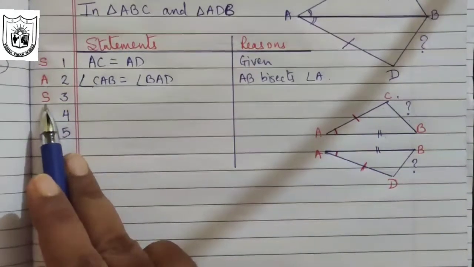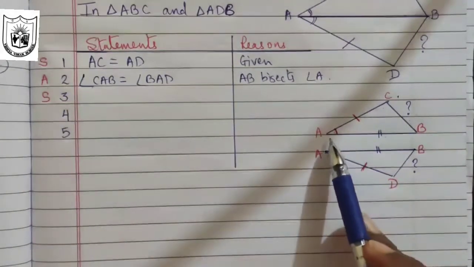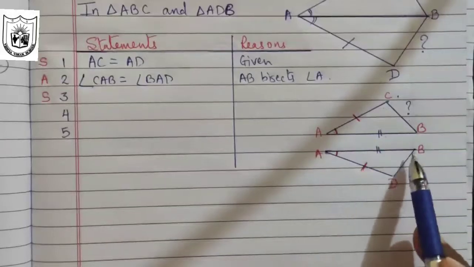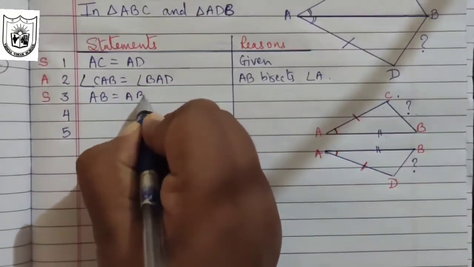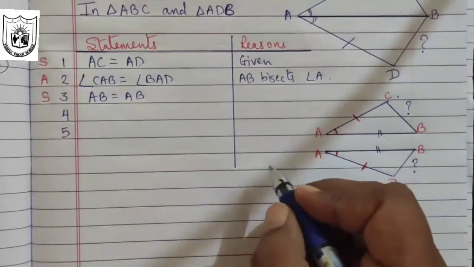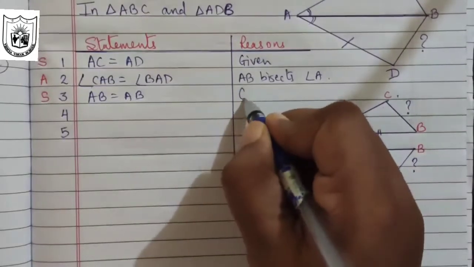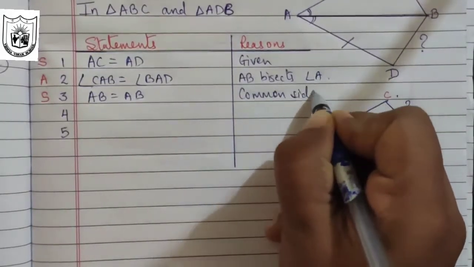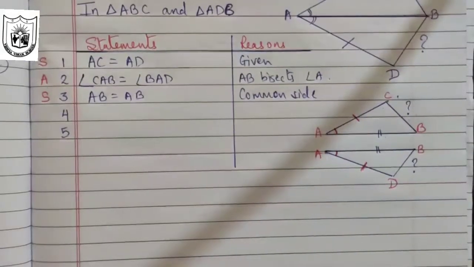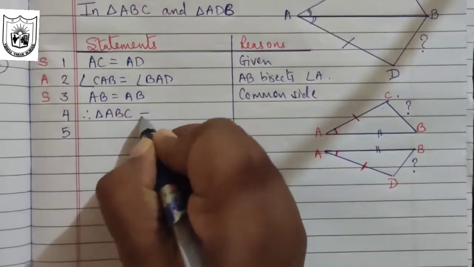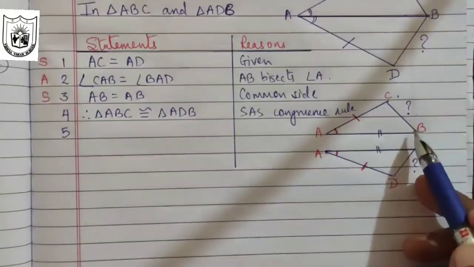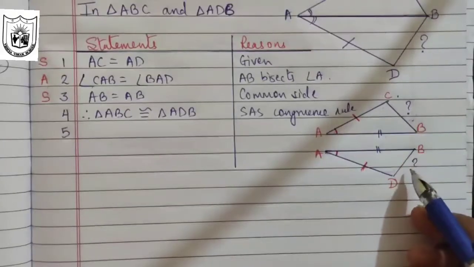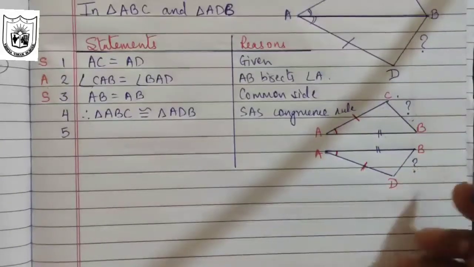Next we again have a side here. So which was the other side? It is this common side that we have. So we'll say AB is equal to AB. Reason will be common side. Hence we can say that both the triangles are congruent by SAS congruence rule. Therefore the last step will be that both these line segments will also be equal by CPCT.